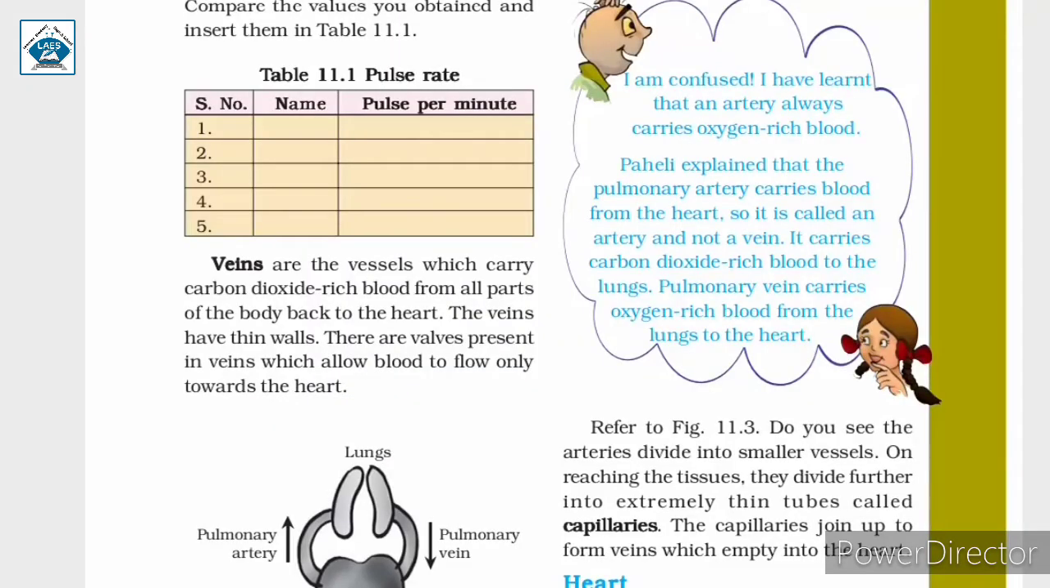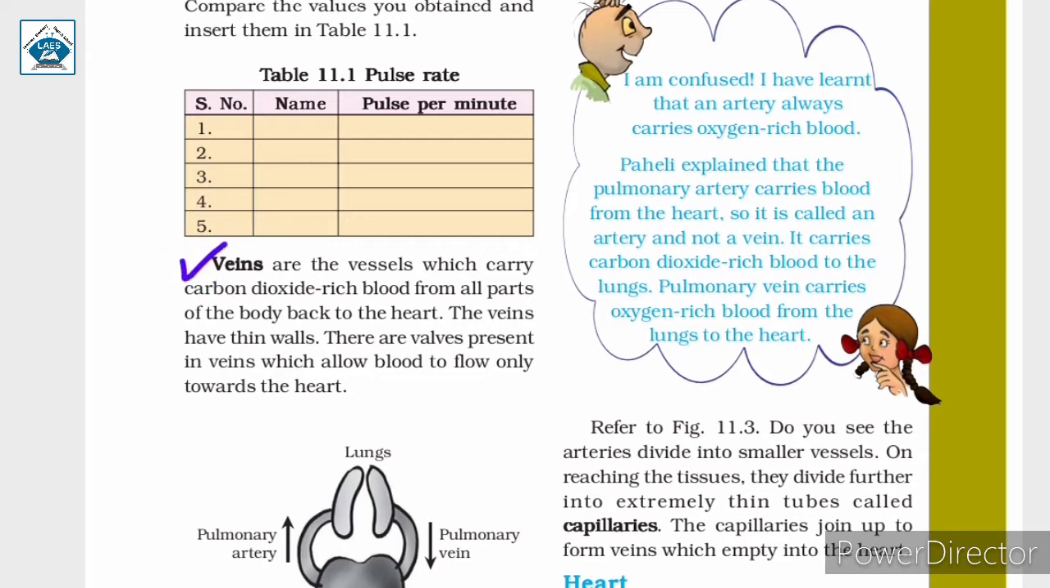Hello, students. Let us continue Chapter 11, Transportation in Animals and Plants. In the previous class, we discussed blood vessels, and now we know that there are two types of blood vessels, namely arteries and veins. We also discussed arteries and pulse rate. Now, let us discuss veins.